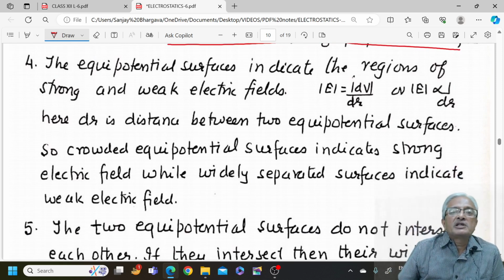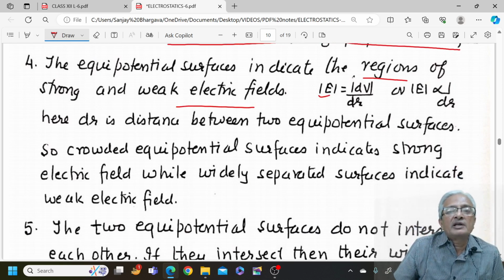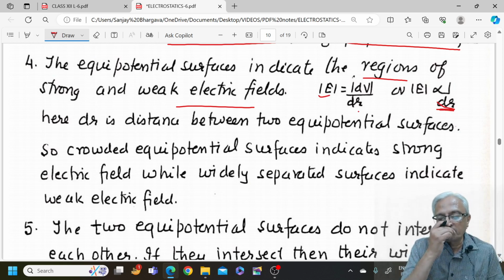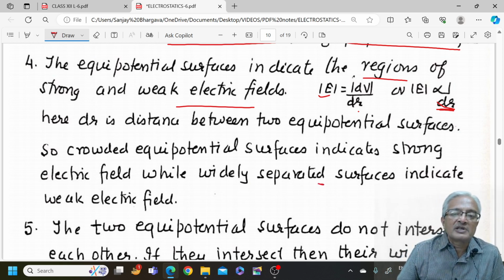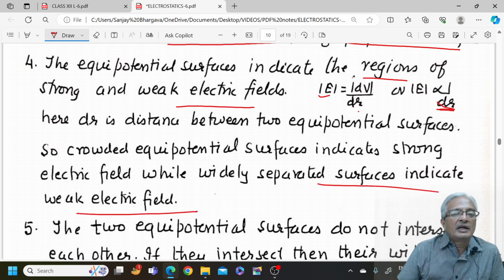The equipotential surfaces indicate the regions of strong and weak electric field. Magnitude of electric field is equal to dV by dr. That is, E is inversely proportional to dr. If dr is small, that means electric field is high. Here dr means the distance between the two equipotential surfaces. So crowded surfaces represent a strong electric field, while widely separated surfaces indicate a weak electric field.